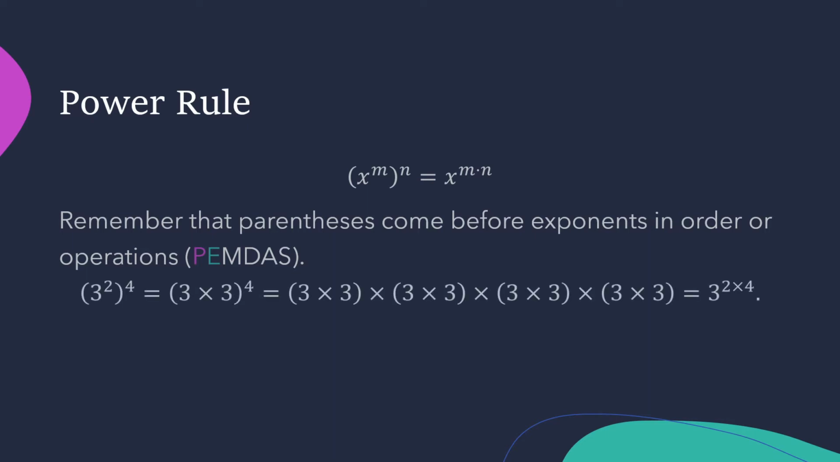And again, you can kind of see why with a basic example. 3 squared to the 4th power is equal to 3 times 3 to the 4th power. And that's 3 times 3 multiplied by itself 4 times. And basically we have 2 times 4, or 8 3's being multiplied, so we have to multiply the exponents.